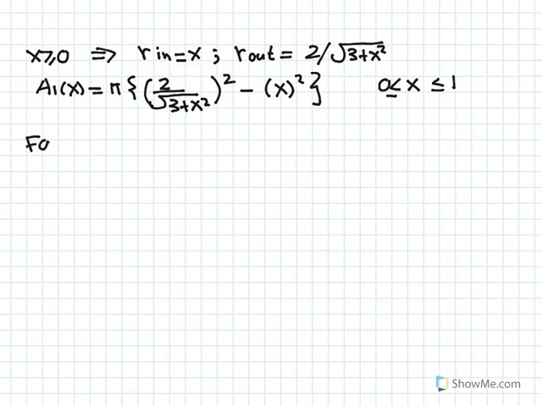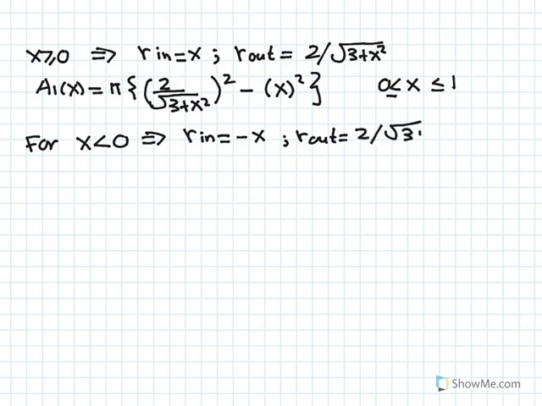Now, for x negative, for x less than 0, the inner radius changes. Radius inner is equal to minus x. And radius outer doesn't change, so radius outer remains the same as 2 divided by root of 3 plus x squared.